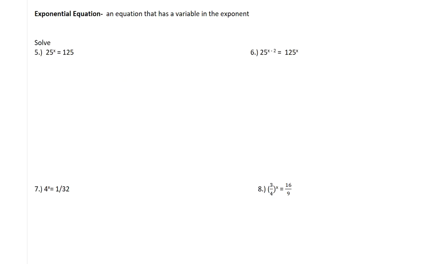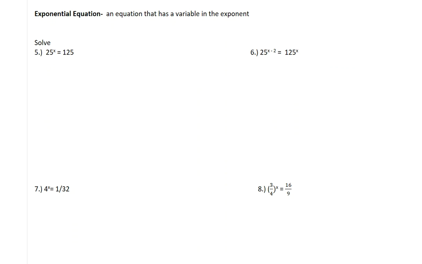The second part of this lesson has to do with solving equations. An exponential equation is basically an equation that has a variable in the exponent. And we've kind of seen these sort of things before, but sometimes they're easy to solve, sometimes they take some finagling. So we want to take a look at this.